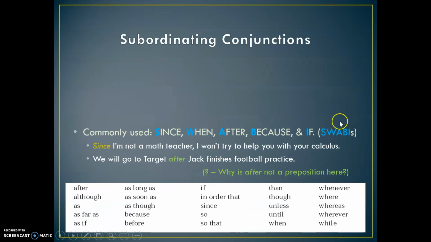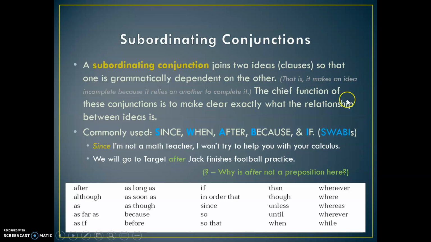With subordinating conjunctions, our acronym is SWABIES. And again, a subordinating conjunction is joining two clauses, making one grammatically dependent on the other, making it a fragment in essence, because it cannot exist without an independent clause to complete its meaning. So these are the most common: since, when, after, because, and if. Those are our SWABIES. There are some more down here if you're interested in having a list of different subordinating conjunctions that you might look for in sentences.